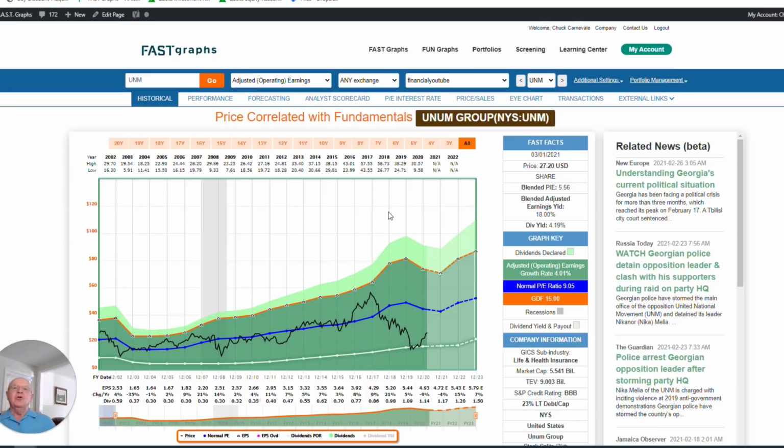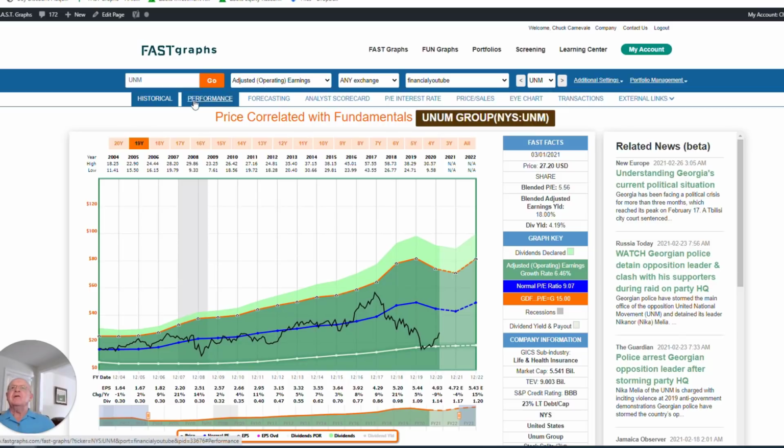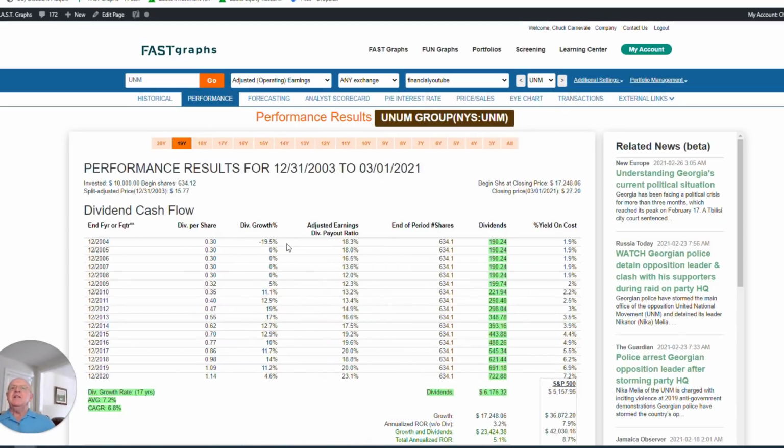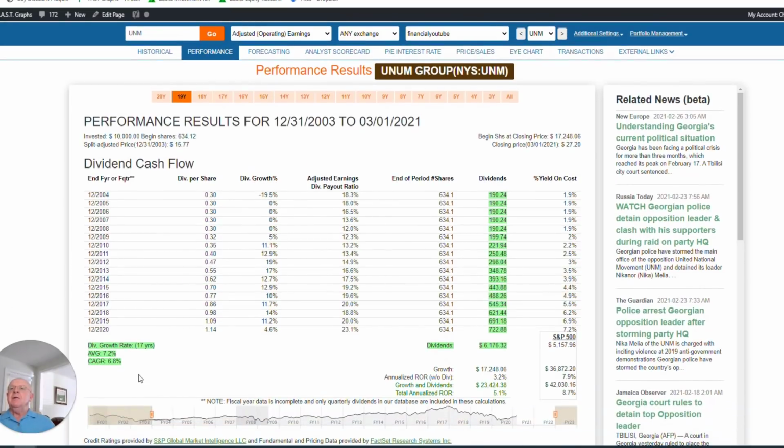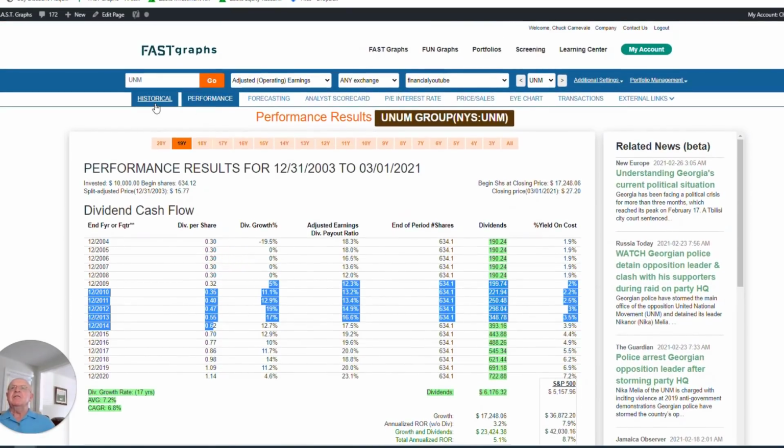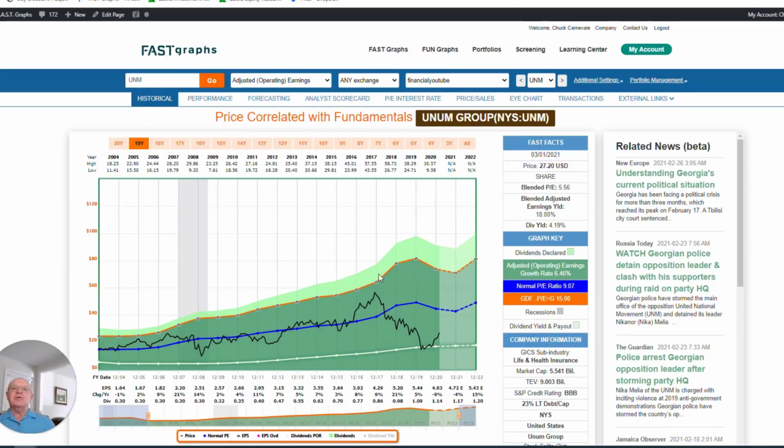Now, the next would be Unum. I would consider this a very high-quality insurance company. 23% debt, life and health insurance, trading at an extremely low value. It's starting to recover, offers a 4% yield. If I look at the company, just before the Great Recession, performance-wise, they did freeze their dividend for several years, 05, 06, 07, but they've grown it on average about 6 or 7% a year. It's got a 4% yield.